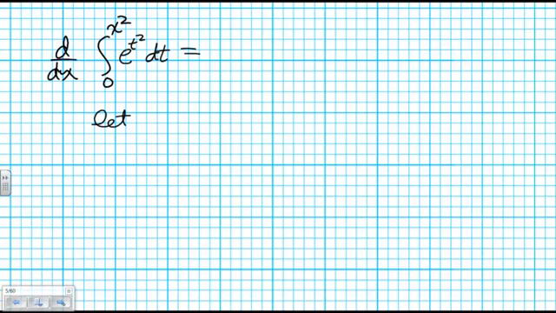Let. I'm going to create a brand new variable. That brand new variable is going to be called u. I'm going to let u be x squared. And what do we get? The integral from 0 to u of e to the t squared dt. And I'm going to take the derivative of that with respect to x.